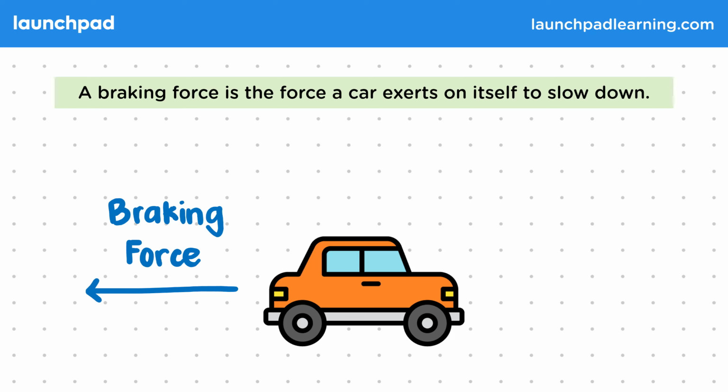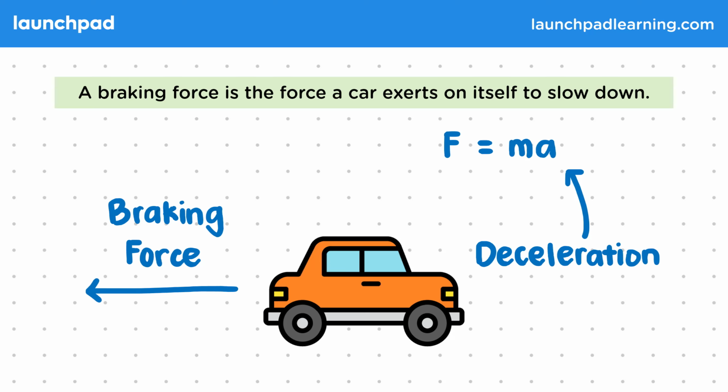Well, remember that by Newton's second law, the acceleration of an object is proportional to the resultant force acting on it, and this is represented by the equation F equals ma. Since the braking force is directed opposite to the car's motion, the acceleration will also be directed opposite to motion. This means that the force causes a deceleration. Now let's see how this relates to braking and stopping distances.